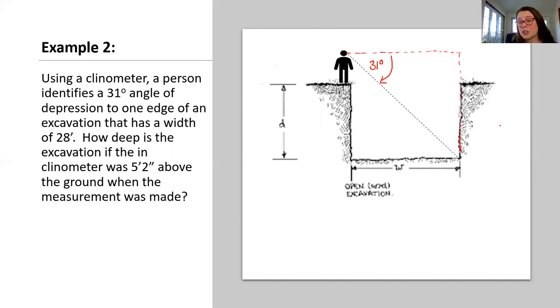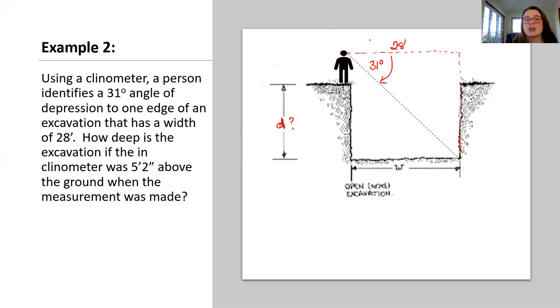Let me restart reading the question again because I can't pick up halfway through, sorry. Using a clinometer, a person identifies a 31-degree angle of depression from one edge of an excavation that has a width of 28 feet. So we have 28 feet across. We know that that's the width. How deep is the excavation? So I want to know what's the depth.